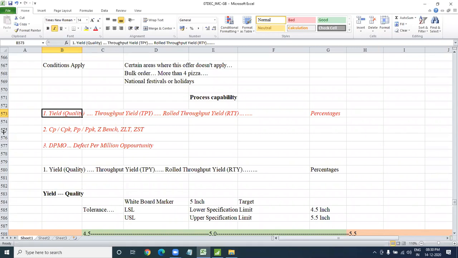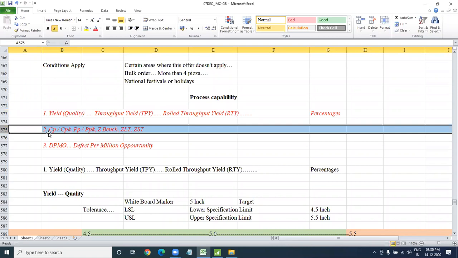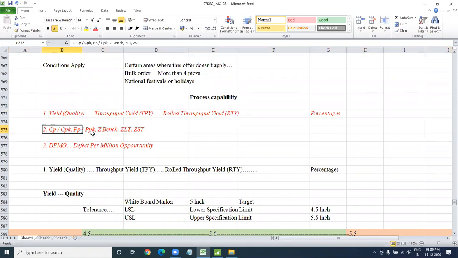Coming to the sigma levels, we'll talk about various nomenclatures like CP, CPK, PP, PPK, Z bench, and all, which will help us calculate the sigma level. We get the sigma level from these variables. And then we have the last method, which is the DPMO method to calculate sigma level.